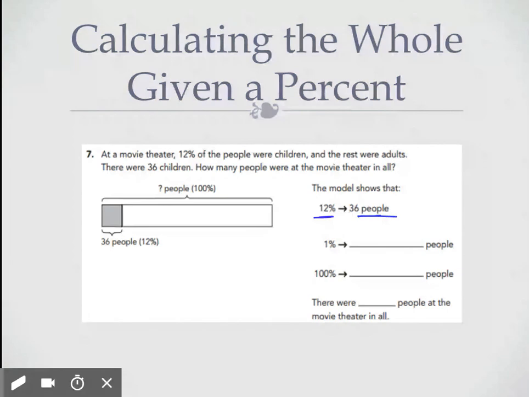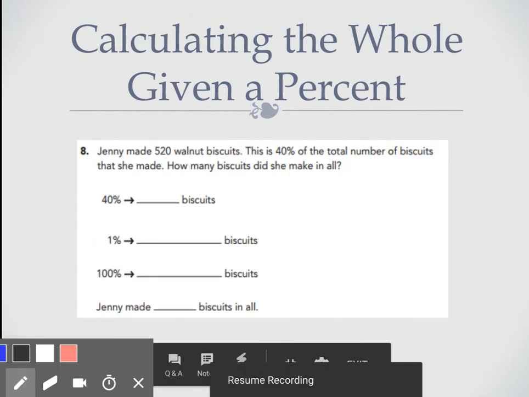So what we're going to do is divide to find out how much 1% is. I'm taking the number they gave us, 36, divided by 12, and I get 3 people. So 1% equals 3. In order to find what 100% is, I multiply 100 by 3. And that tells me there were 300 people total.